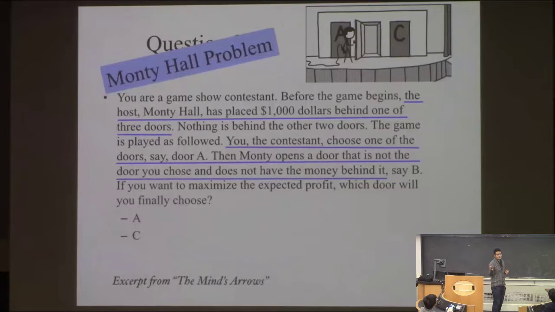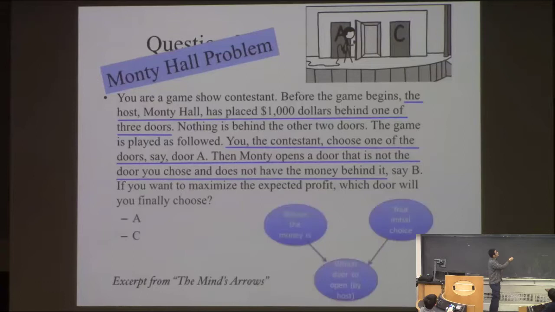Say A. And then Monte Carlo will open another door, say B, and say, see, behind this door, there's nothing. So the money is not behind door B. Would you like to stick with your original decision, which is A, or change your mind? Essentially, change your decision to C. So do you want to stick with your original decision, which is A? No one, right? OK, so now basically, the causal process is very clear.